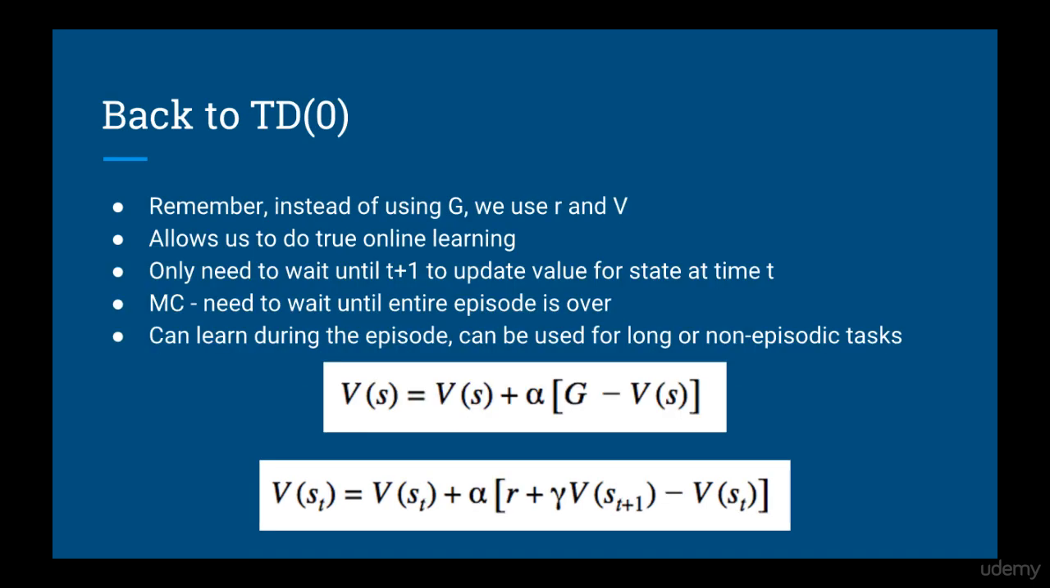This brings us back to TD0. Remember that instead of sampling the return G, we'll estimate G using the current reward and the next state value. One immediately obvious advantage of this is that it allows us to use true online learning. We only have to wait until time t+1 before we can update the value for the state at time t. This is opposed to Monte Carlo, where we have to wait until the entire episode is over before we can calculate the returns and update the values. This is especially useful for episodes that are very long and non-episodic tasks. It means that we can learn during the episode rather than waiting until it's over.